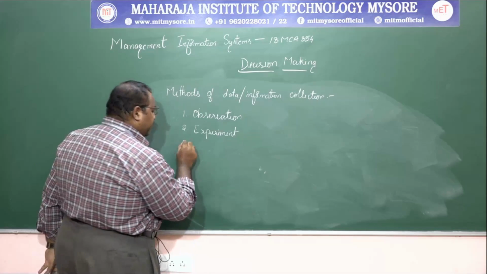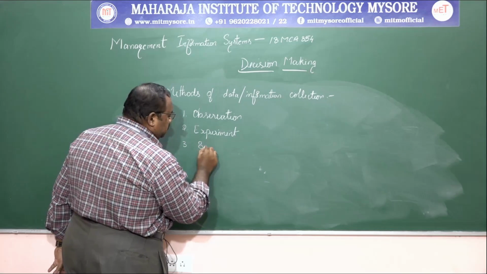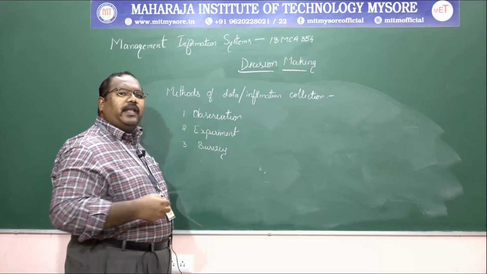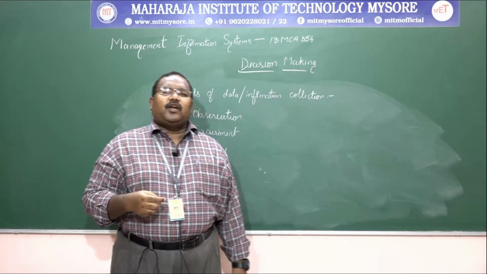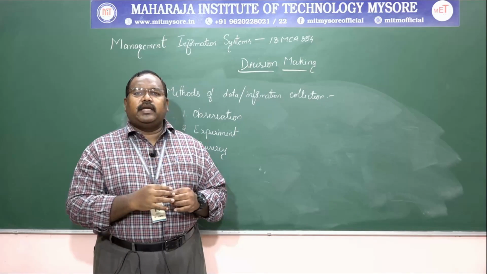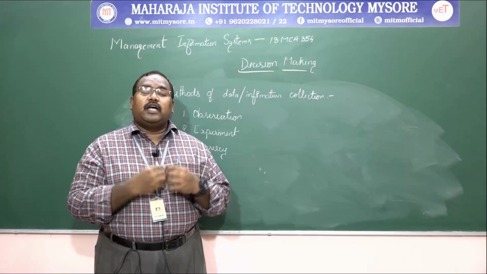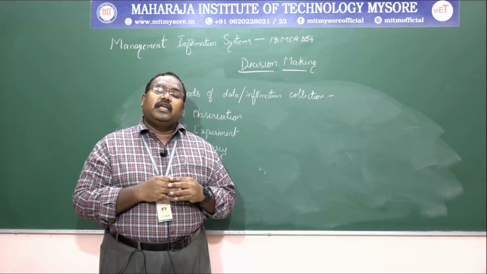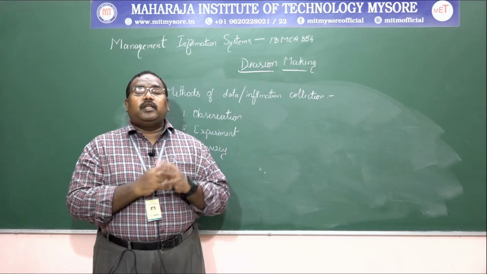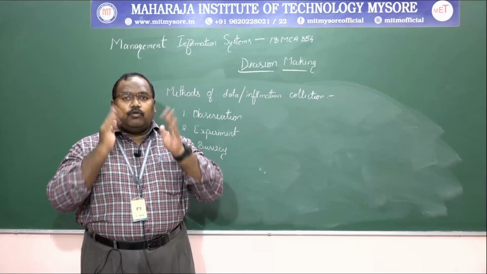Third one is the survey. Surveys are the opinions collected. So we cannot assume that a particular product is liked by everyone. We cannot assume. If we assume, we go wrong. So in that case, we need to take the opinions from various people. When we take opinions, we get to know the reality of that. How do we do that?